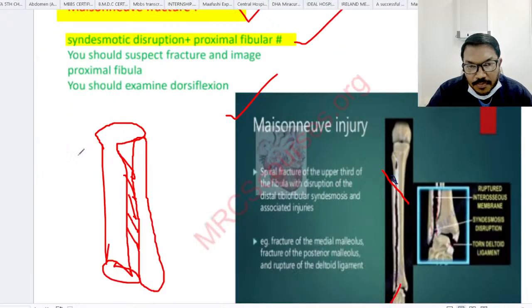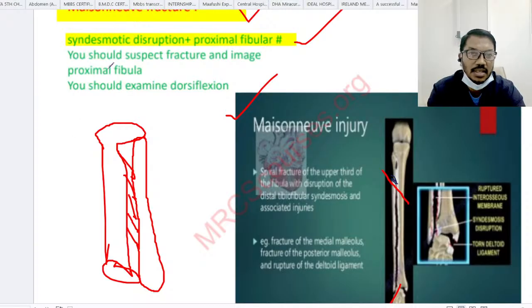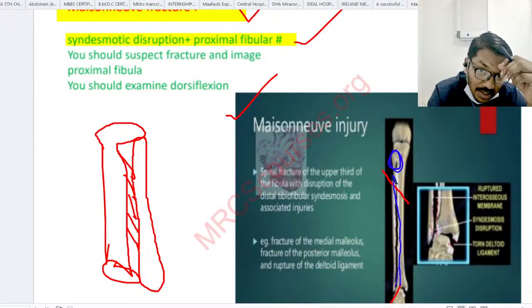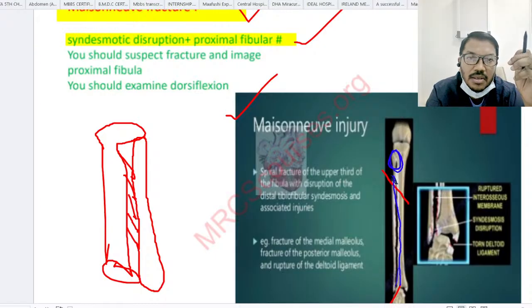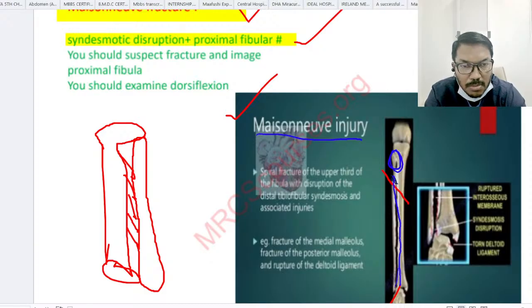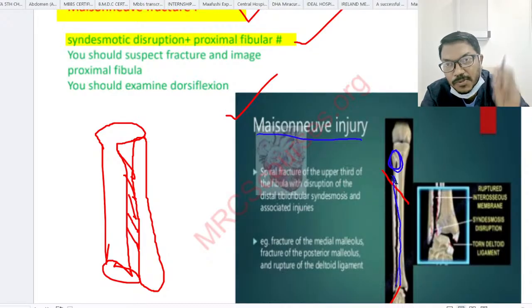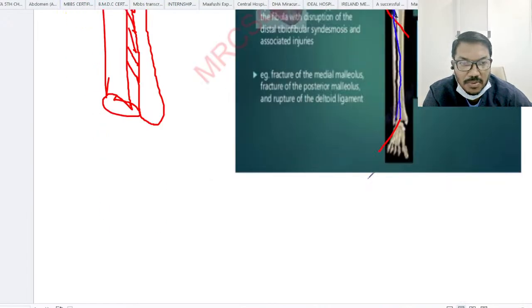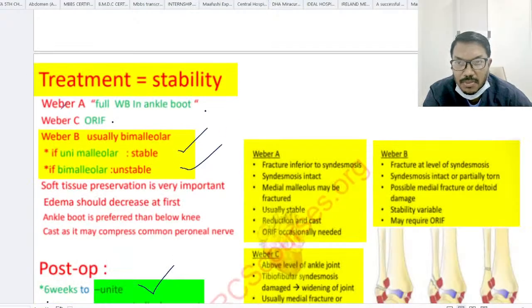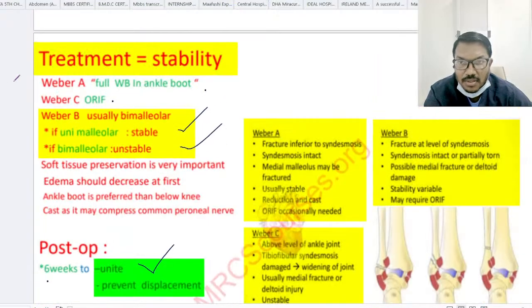Maisonneuve fracture. This one is syndesmotic disruption with proximal fibular fracture. If proximal fibular fracture with syndesmotic joint also fracture. Maisonneuve fracture, Maisonneuve injury. This is proximal fibula with syndesmotic disruption. Okay, this is called Maisonneuve injury. Treatment, already we have seen.